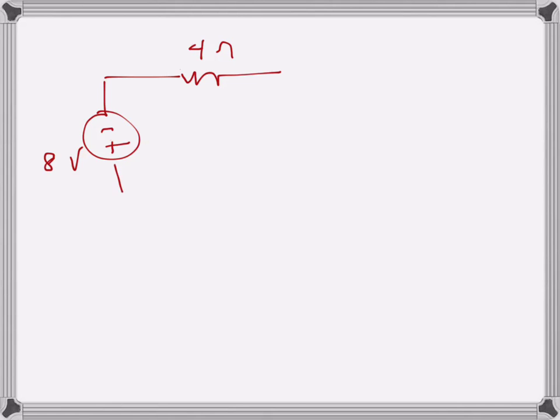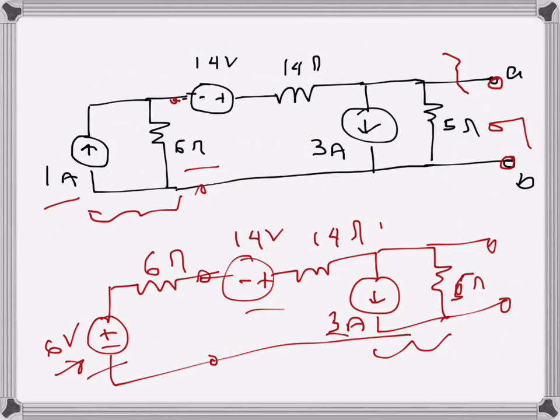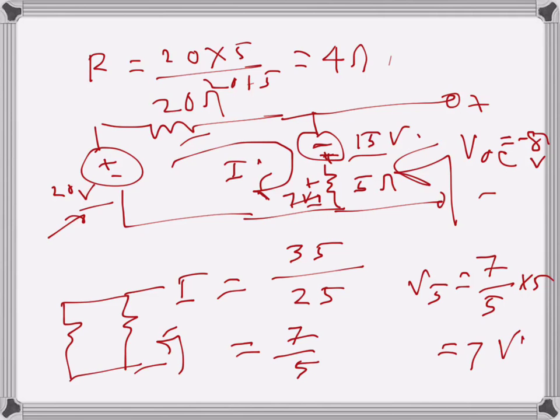This will be the same for the Norton circuit, so I won't do the resistance part anymore for the Norton circuit. So what I will do, I will try to find the short circuit current, and in order to do that, I will start from here.